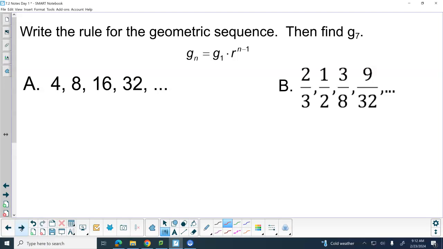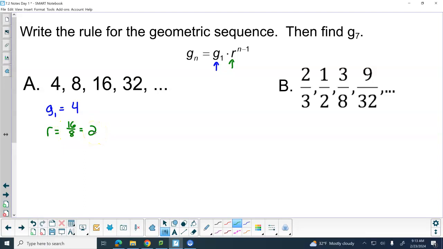All right, so the things that I need in order to find my rule are, I need to find my first term. In this particular case, what is my first term? 4. I need to find my common ratio. How do I find my common ratio? Any term divided by the term right before it, or what we multiply to get to the next term, right? Okay, 16 divided by 8 is 2. So R here is 16 divided by 8, which is just 2.